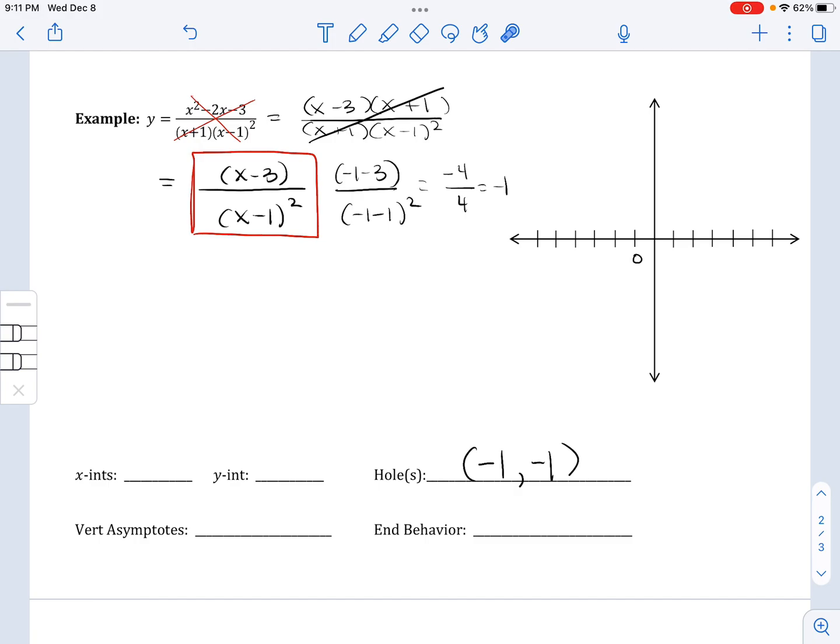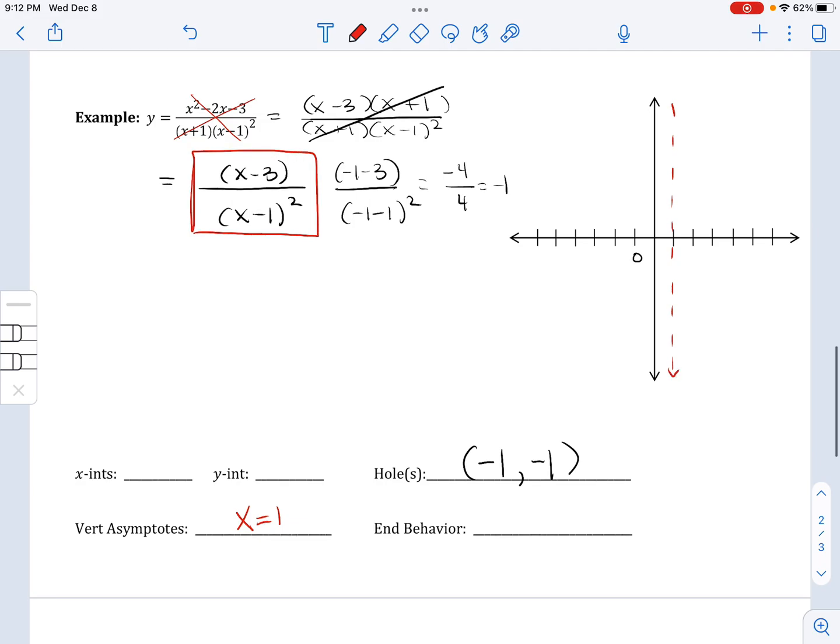Okay, vertical asymptote. The vertical asymptote is what produces a 0 in the denominator, so x cannot be 1. If x is 1, we have a problem. Sorry, my iPad keeps falling down. So if x is 1, we have a problem, and so we visually represent that problem with a vertical asymptote.